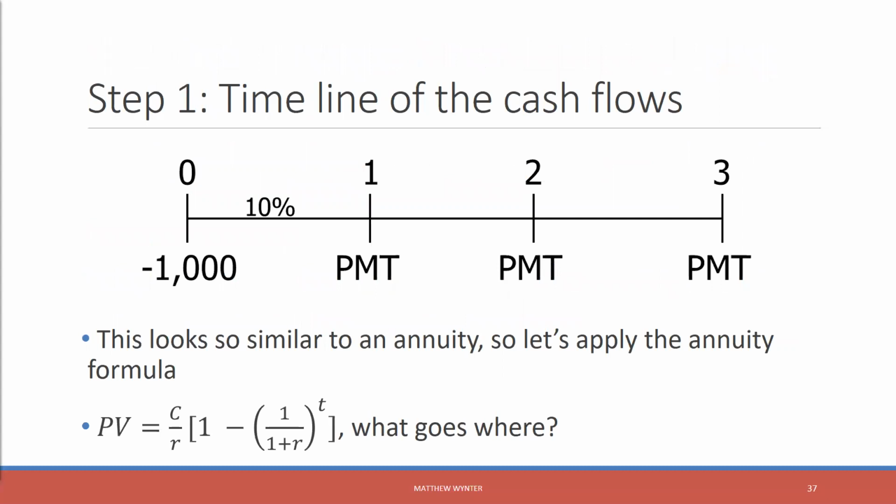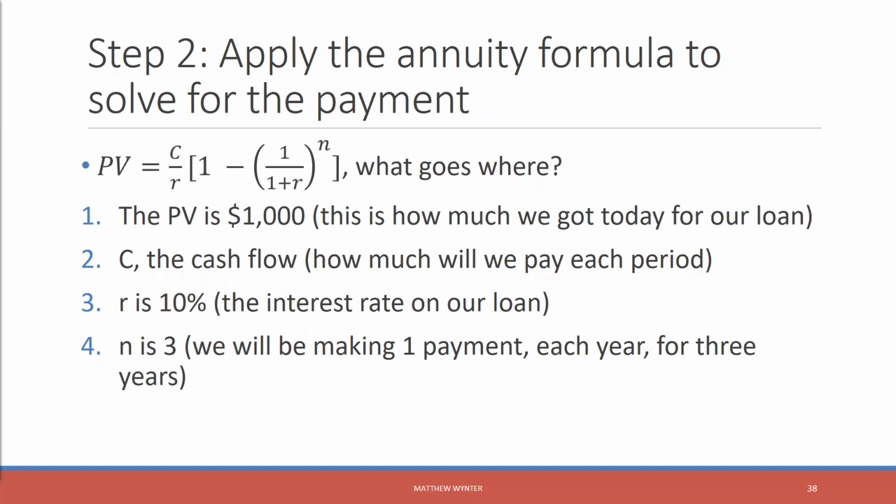So let's look at the timeline for these cash flows. Today, we borrowed $1,000. And over the next 3 years, we're going to pay that back plus interest. This looks so similar to an annuity formula, but what goes where? Well, first, those payments are going to be my cash flows. And I also know my present value. The present value is going to be 1,000. This is how much I got today for my loan.